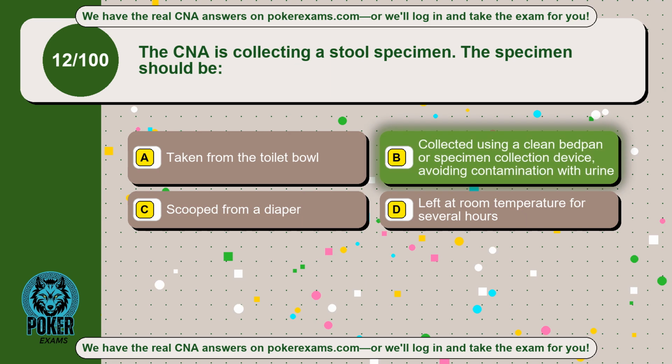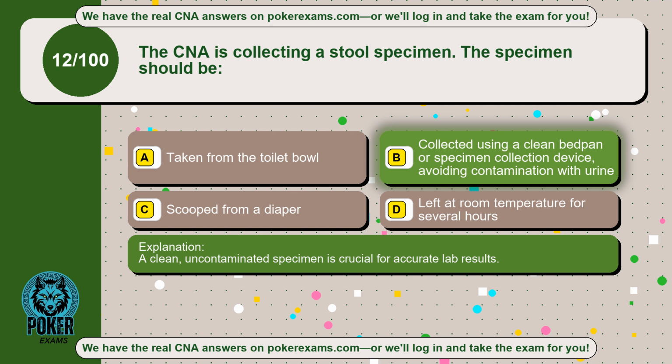The correct answer is option B. Collected using a clean bedpan or specimen collection device, avoiding contamination with urine. A clean, uncontaminated specimen is crucial for accurate lab results.